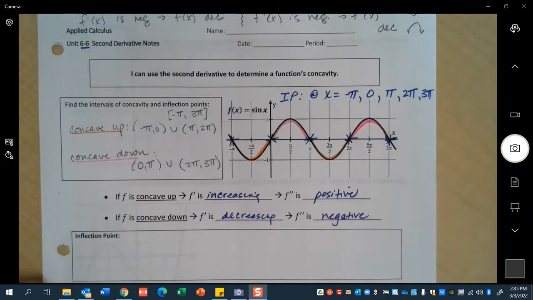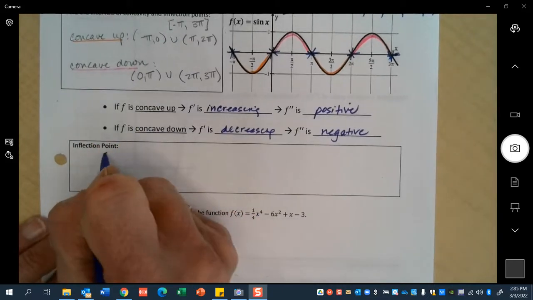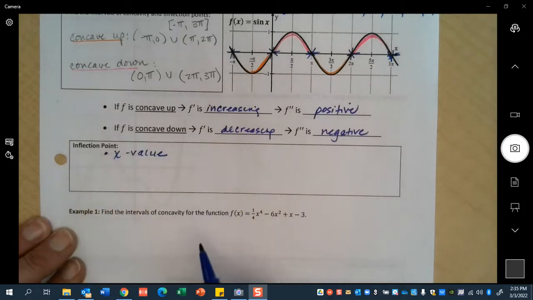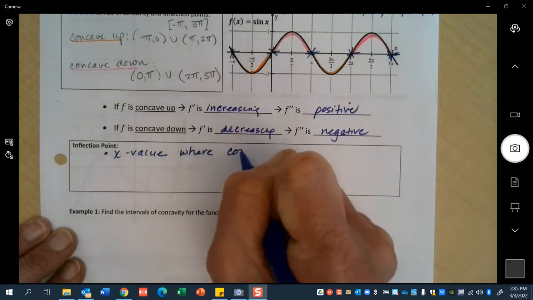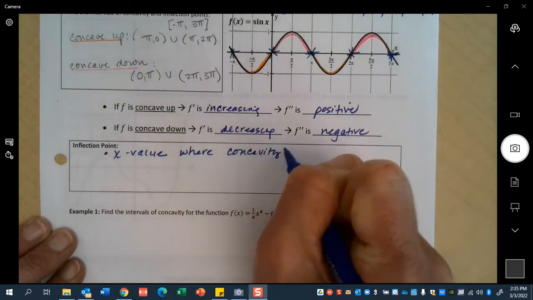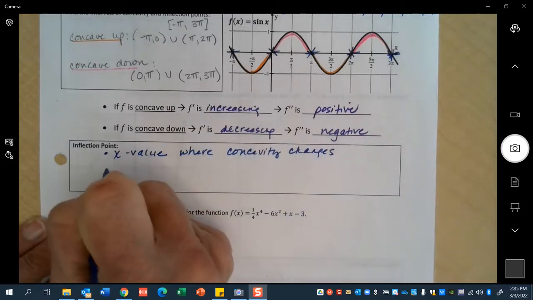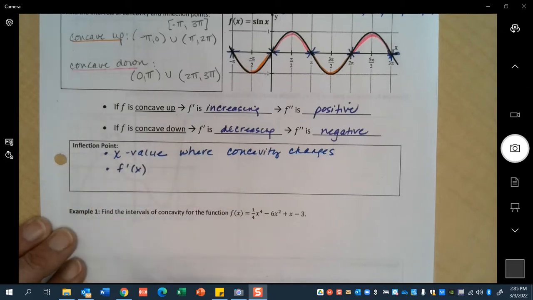All right, let's talk about some facts about our points of inflection. First of all, we're going to talk about them just as the x value. And we're going to say that that happens where my concavity changes. It's going to be when my derivative, f prime of x, changes from increasing to decreasing.